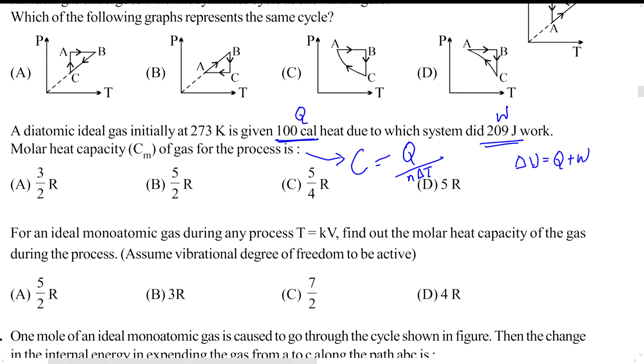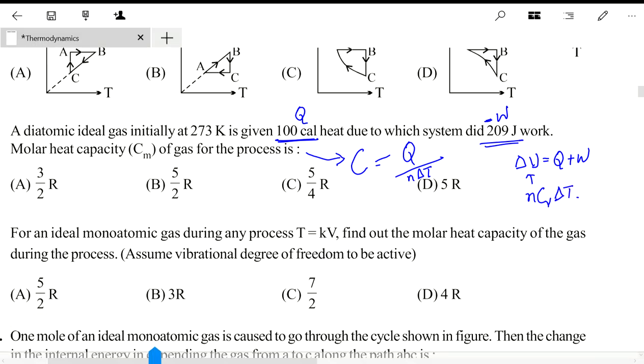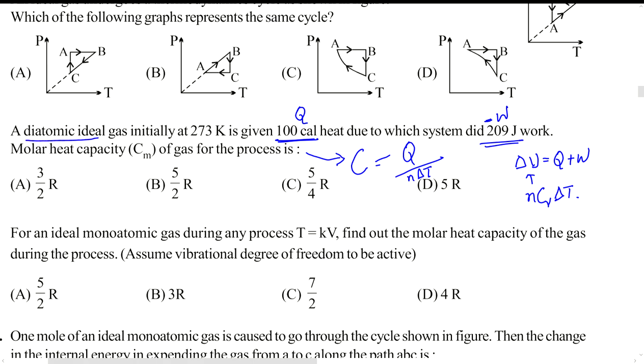Q is 100 calories, convert that to joules. The system does 209 joules of work, so W is minus 209. Use Q plus W to calculate delta U. Once you know delta U, you can also write that as n Cv delta T. Because it's a diatomic ideal gas, Cv is known, so n into delta T can be found from this. Then use the n delta T product in the earlier equation to calculate the value of C molar.